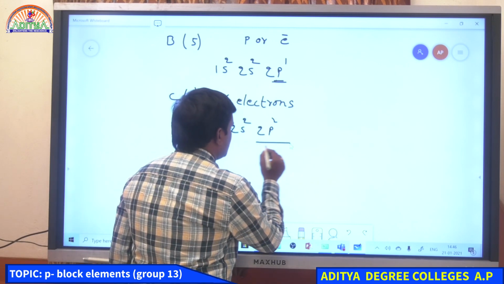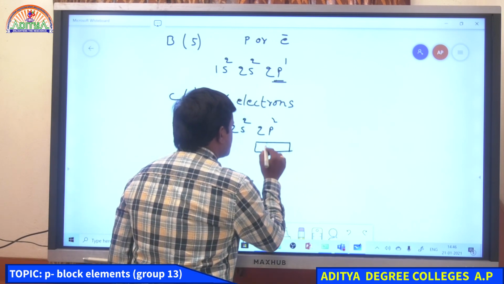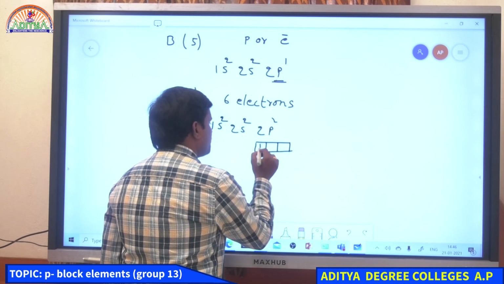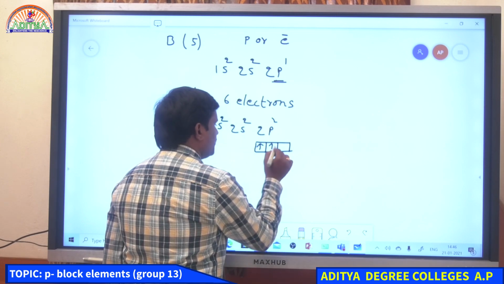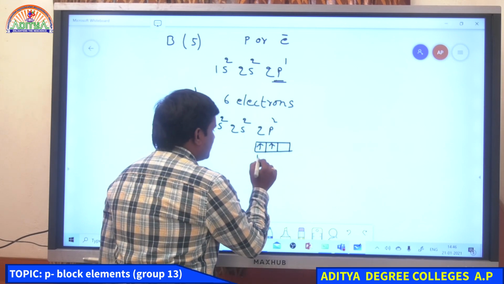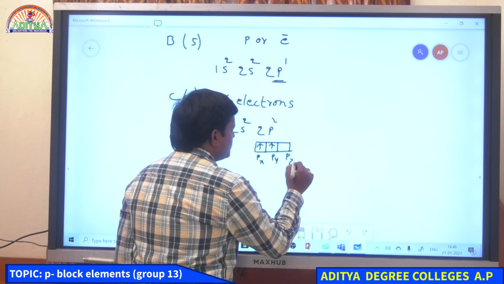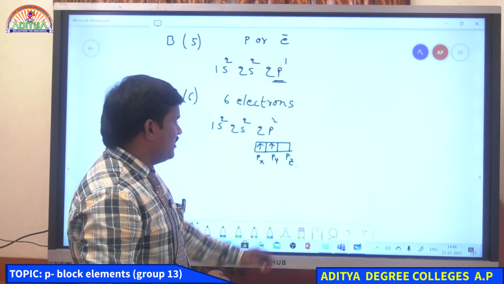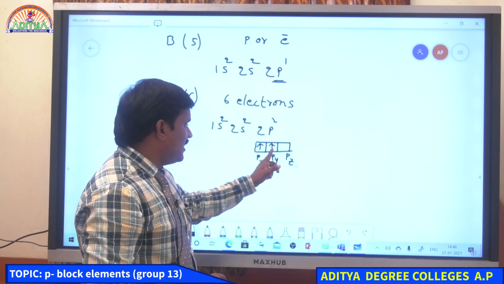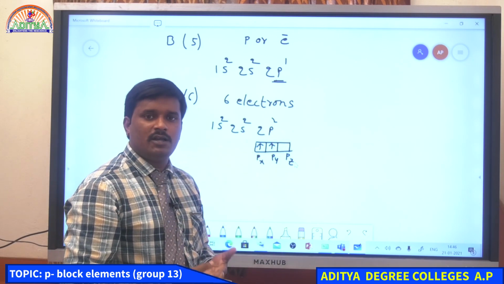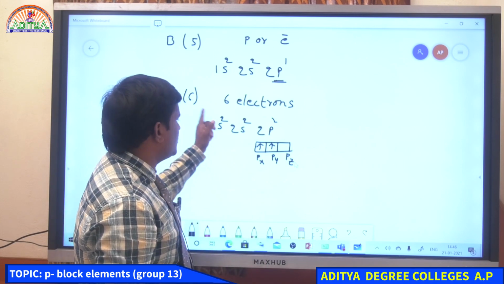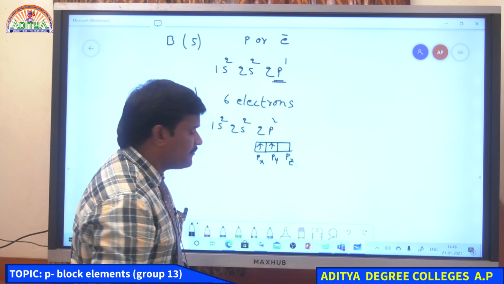So p orbitals have 3 subcells. This is p1 and this is p2. So this is simply the px orbital, this is the py orbital, and this is the pz orbital. Anyway, here the last electron enters into the py orbital, that is p orbital. That is why carbon is also a p block element.